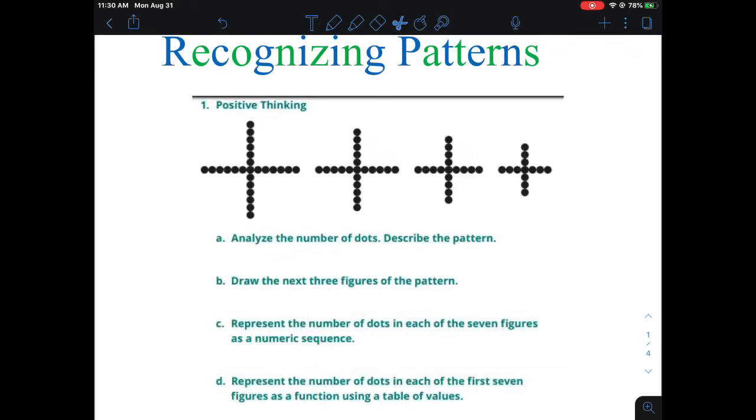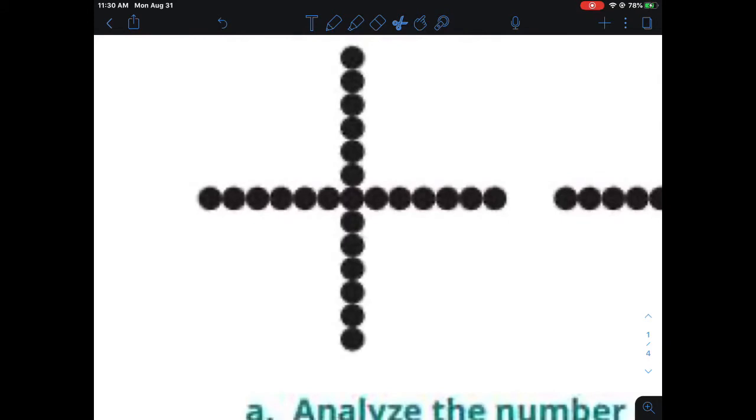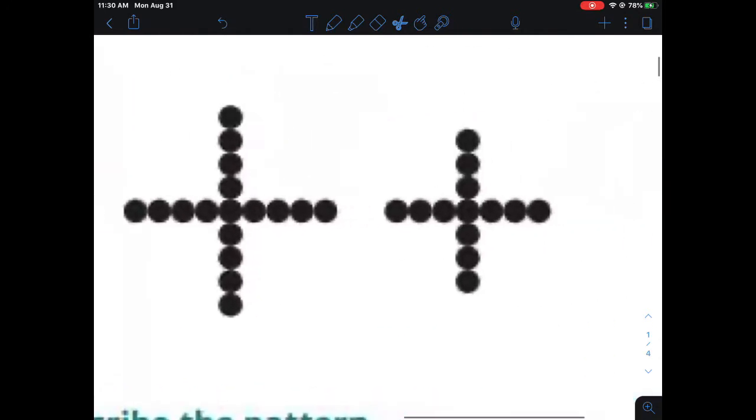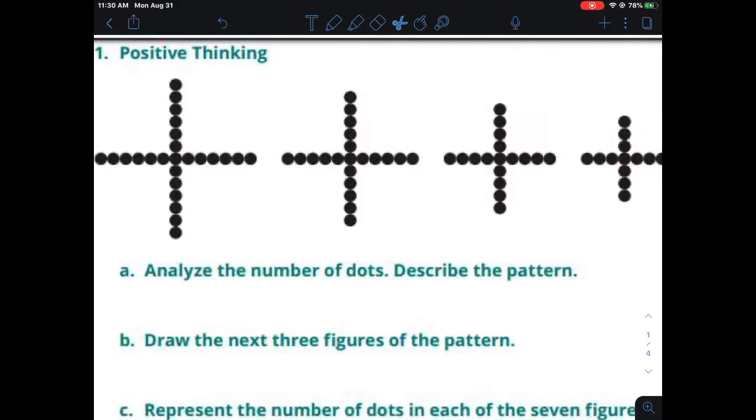All right, first topic in our new unit is sequences, which are patterns. So our first activity is just recognizing different patterns, whether it's a picture of a pattern or a word problem that contains a pattern. We have these little pluses made up out of these dots here, and we need to analyze the number of dots and describe the pattern.